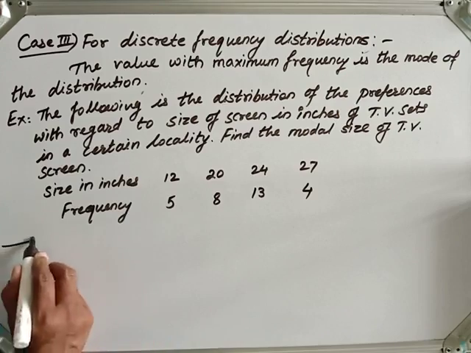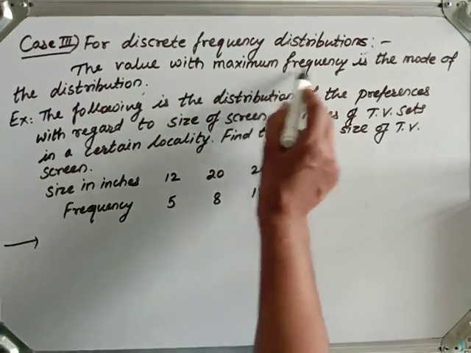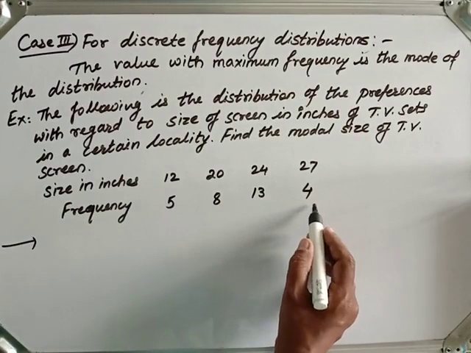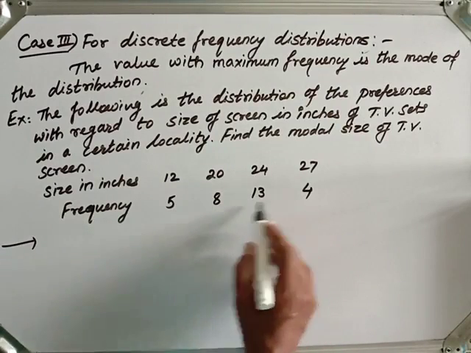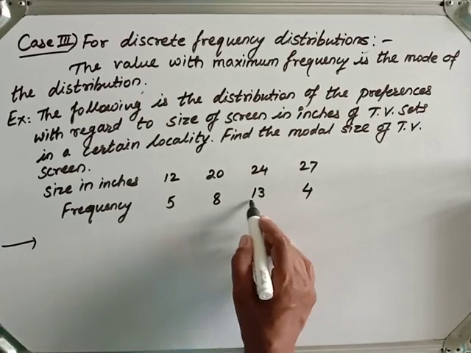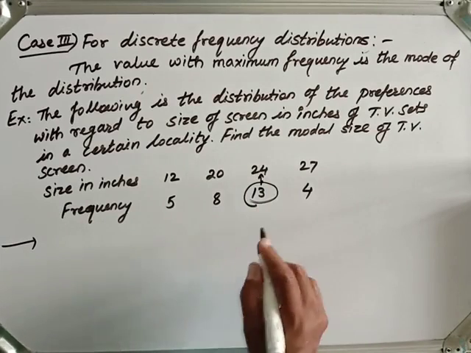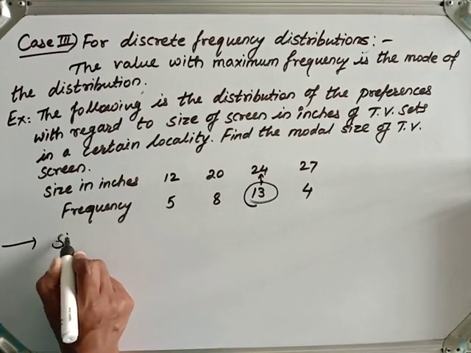So now here what is the value with maximum frequency? Look at the frequencies among 5, 8, 13 and 4. 13 is more. So this is the mode here.